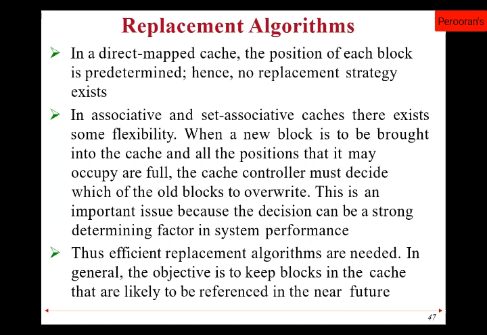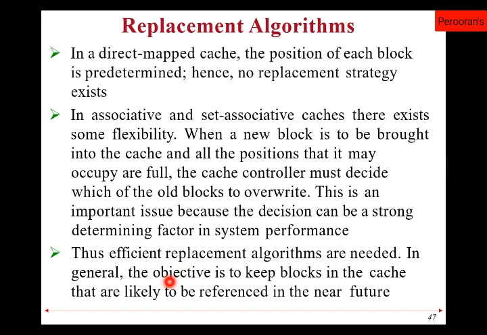Now we will see the replacement algorithm. In a direct mapped cache, the position of each block is predetermined. Hence, no replacement strategy exists. In associative and set associative caches, there exists some flexibility. When a new block is to be brought into the cache memory and all the positions that it may occupy are full, the cache controller must decide which of the old blocks to overwrite. This is an important issue because the decision can be a strong determining factor in system performance. Thus, efficient replacement algorithms are needed.